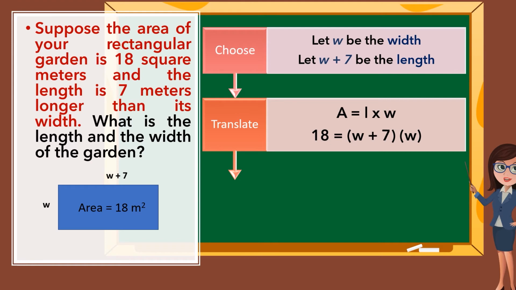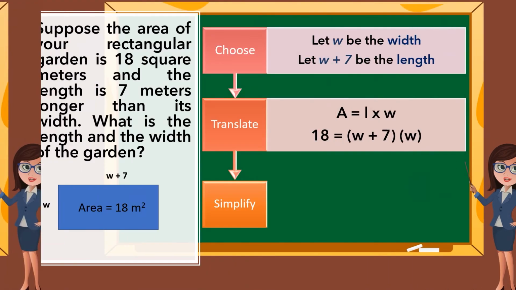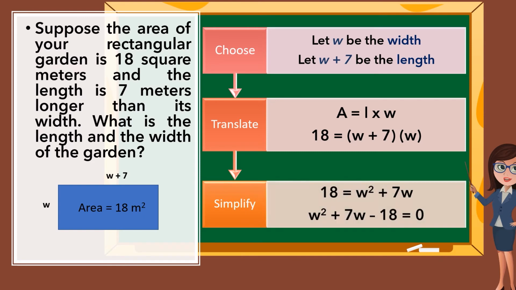Translate the given information highlighted where area is 18 square meters, length is W plus 7, and width is W. Therefore, we have 18 equals quantity W plus 7 times W. Using distributive property, W times W is W squared and W times 7 is 7W. So we have 18 equals W squared plus 7W.